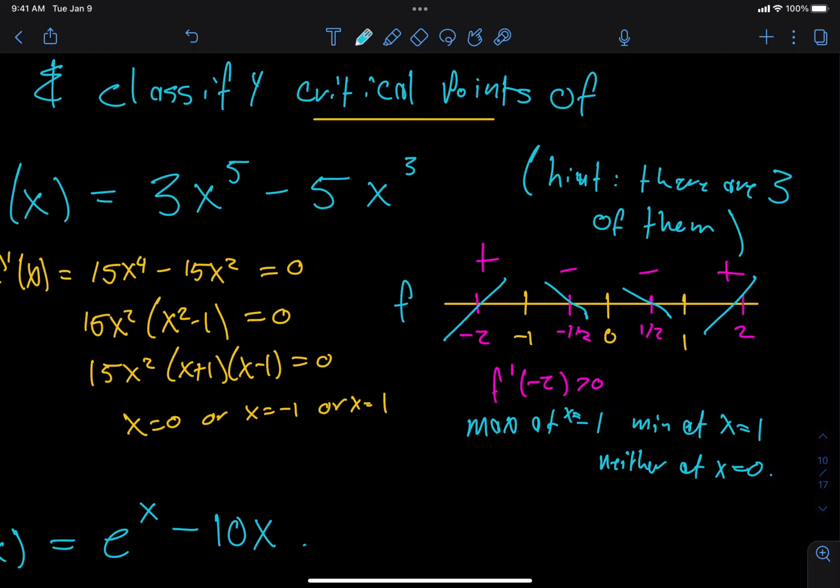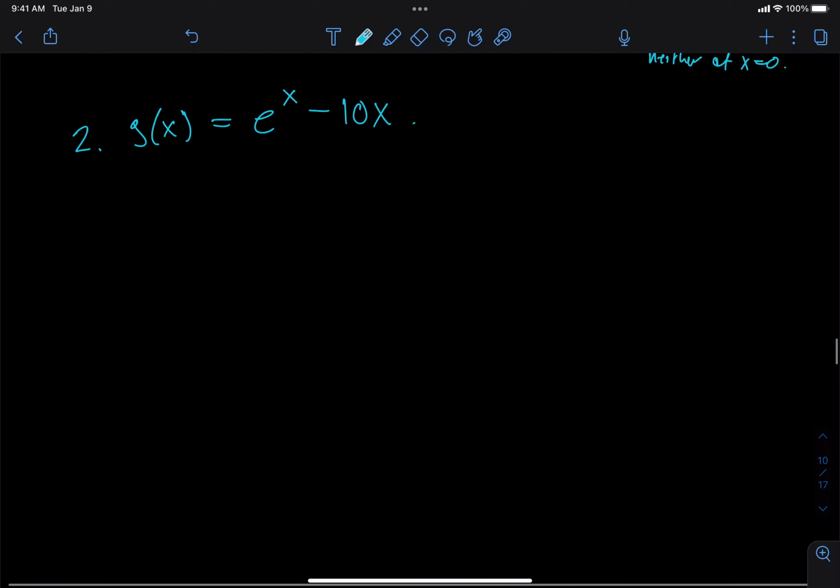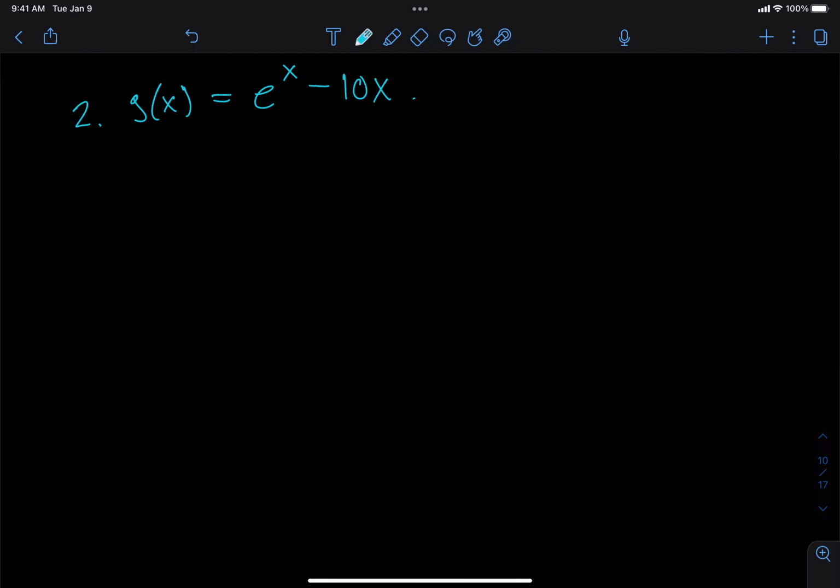Okay, so that's the first one, and for the second one, I'll use the second derivative test because it's going to be easier. First of all, I want to know when g prime of x is equal to 0, so I have to find it first. It's just e to the x minus 10, set it equal to 0. And then that means that e to the x is equal to 10.